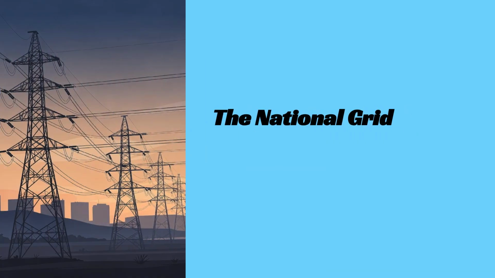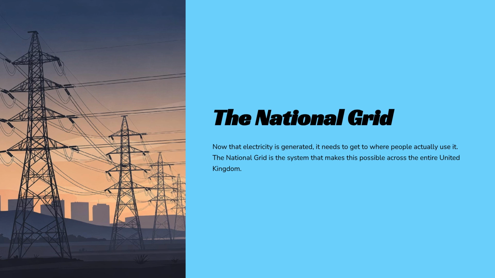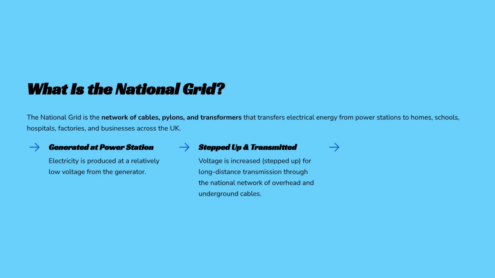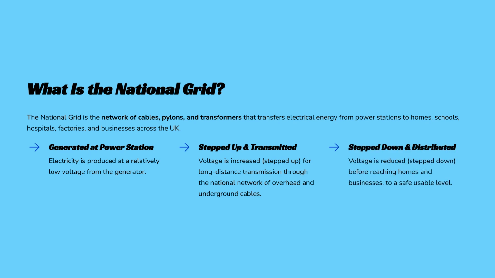Once electricity is generated, it must be transported. This is the role of the national grid, which acts as a vast network to deliver power across the entire United Kingdom. The national grid follows a three-step journey: generation at the station, transmission at a high voltage across the network, and final distribution to homes at a safer, lower voltage.